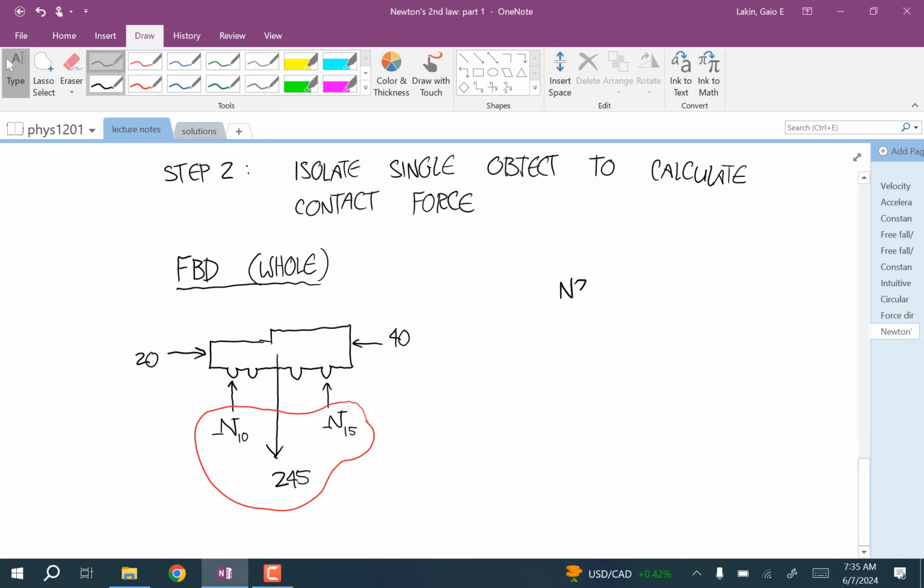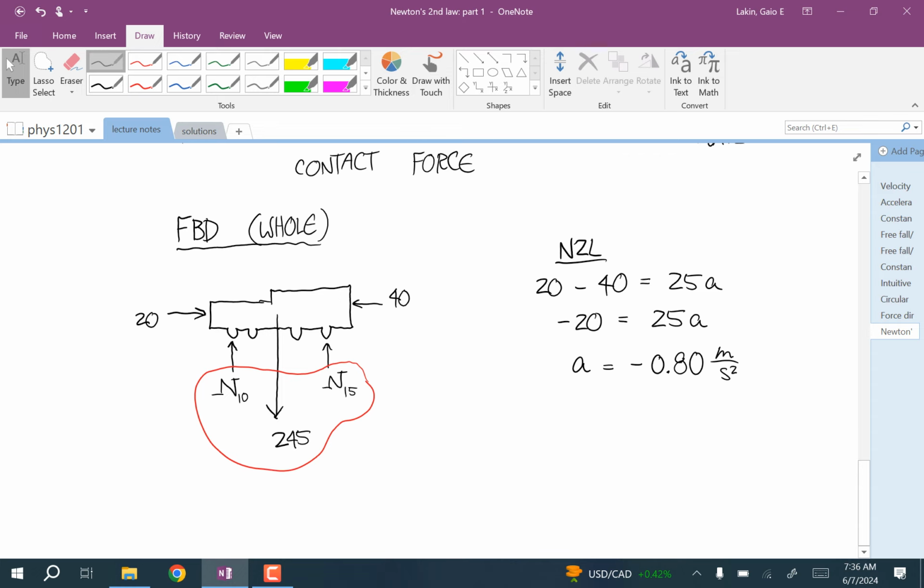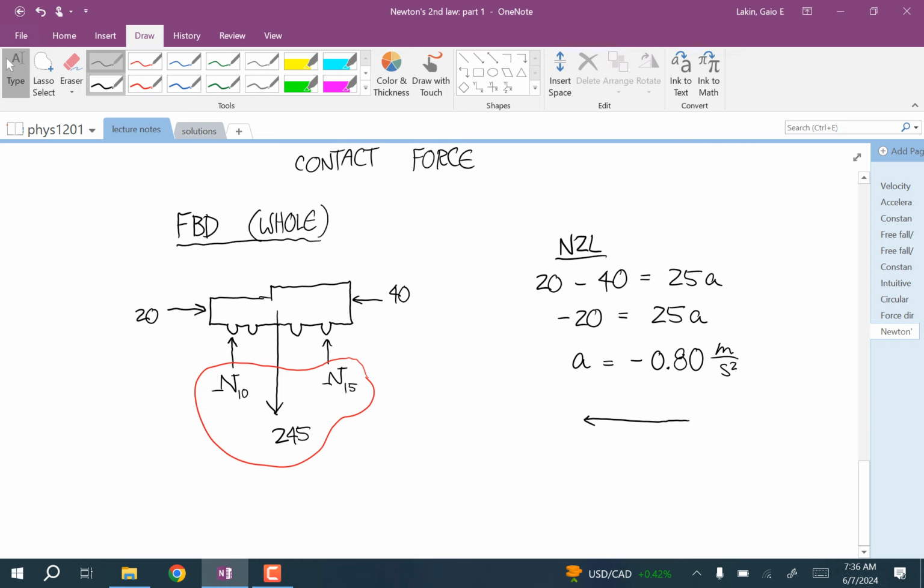So Newton's second law says the 20 is in the positive direction that I chose. The 40 is in the negative direction. And all that is equal to 25 times the acceleration. And so we get negative 20 is equal to 25a. And so a is equal to negative 0.8 meters per second squared. And what that negative means is that the acceleration is in our negative direction. So you can think of this as an acceleration with a magnitude of 0.8 in that negative direction that we chose.